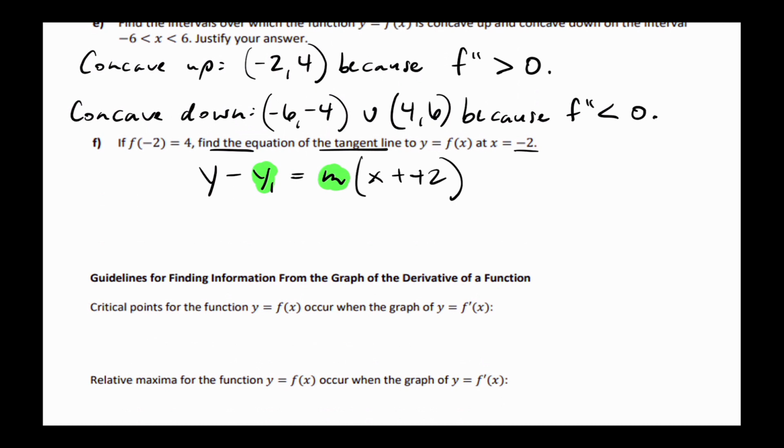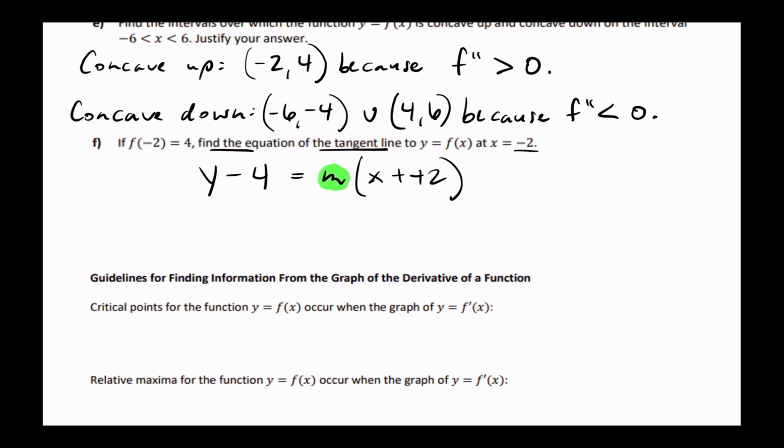Okay. Now let's go to y1. What would y1 be? Not negative 2. 4, yeah. y1 would be 4 because it says at the very beginning that f of negative 2 equals 4. That's a point. When x is negative 2, y is going to be 4. That's a point on the original graph. And that's what we need, a point on the original graph, because they want us to find the line tangent to f.